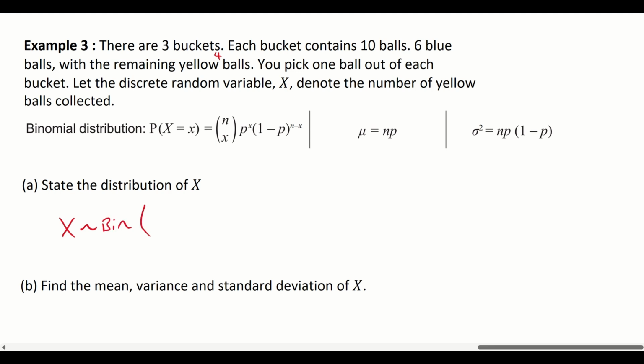Now, the number of trials that we do, there are 3 identical buckets and we're picking 1 ball from each bucket. So there are 3 trials there, 3 identical trials, each bucket collection being a trial. And the probability of a success in each trial, well, there are 4 yellow balls which we could succeed with out of a possible 10. So 4 out of 10, or just 0.4. So our n is 3 and our p is 0.4.